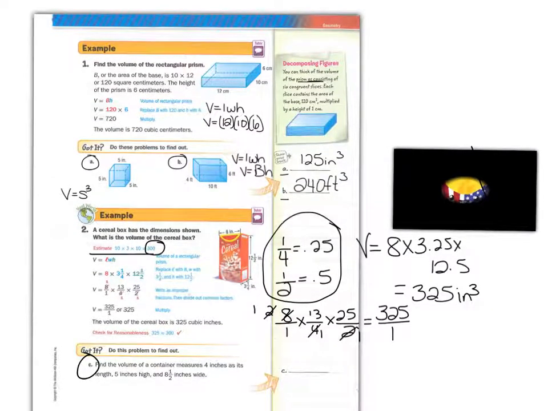Problem C says, find the volume of a container that measures 4 inches as its length, 5 inches high, and 8.5 wide. I'd like to see you try this on your own, and we'll have Freddie come back with the answer in just a minute. So you will be multiplying length times width times height. Please remember that you can change 8.5 into an improper fraction and multiply fractions if you like, or you may change it to decimals, remembering that half equals 0.5, and you can use that instead. Either one is okay. Press pause now to solve the problem, and then Freddie will give you the answer.